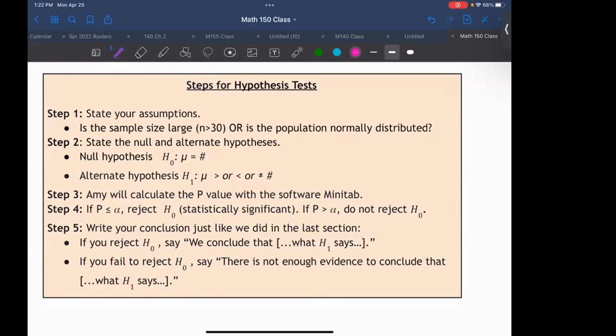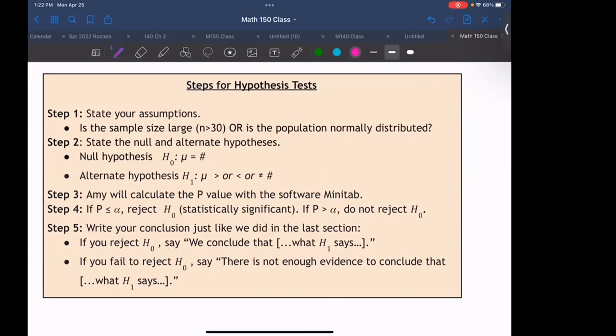Step number 2, we're going to have to look at the question and state the null and alternate hypotheses. Okay. Step number 3, you might be like, okay, how do I get this p-value? Amy's just going to calculate the p-value using a software. Now, if you are in Math 155, you'll learn how to use Minitab to get this p-value. For this class, I'm just going to go in my software and click it, because we don't really have access to computers for tests and stuff.